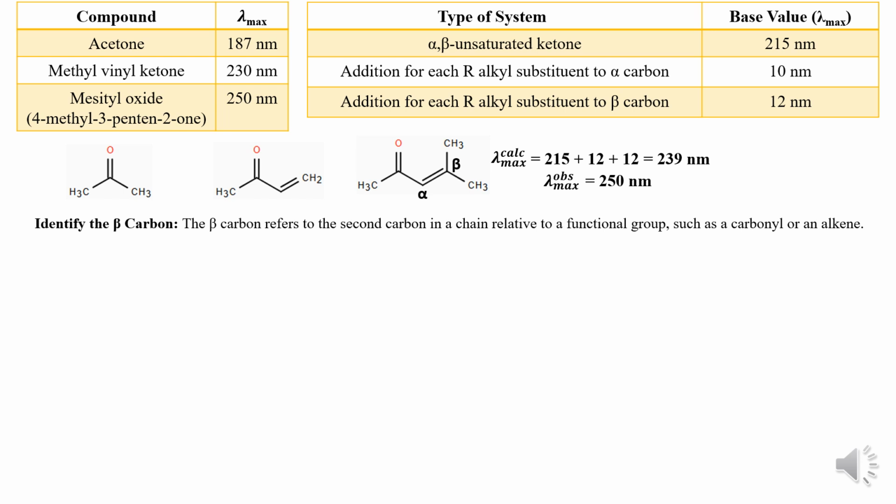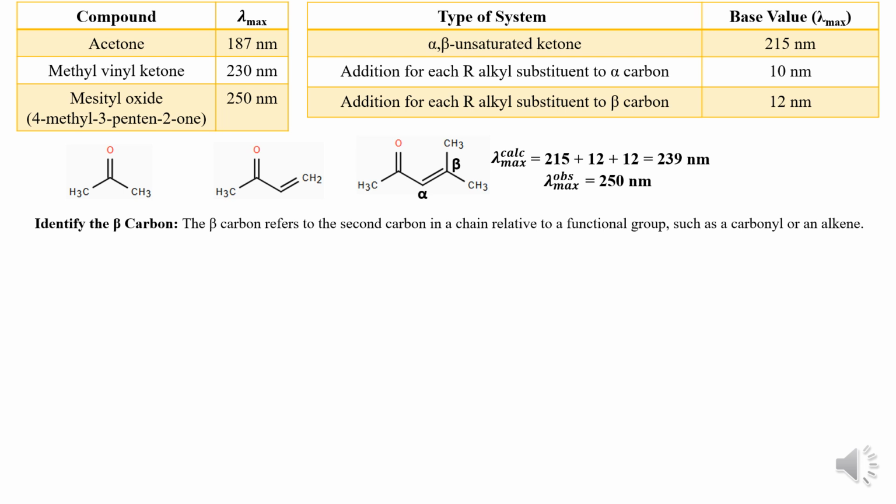So in case of methyl oxide, you find two methyl groups covalently bonded to the beta carbon, and therefore the theoretical lambda max value will be 215 plus 12 plus 12, that is 239 nanometers. 215 because the base value of 215 is given for the presence of this alpha beta unsaturated ketone system in methyl oxide.